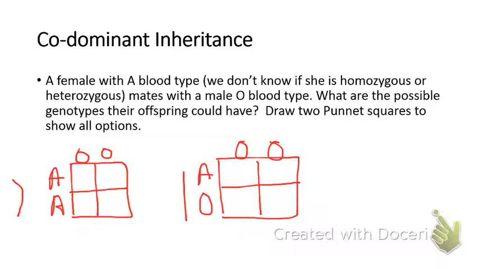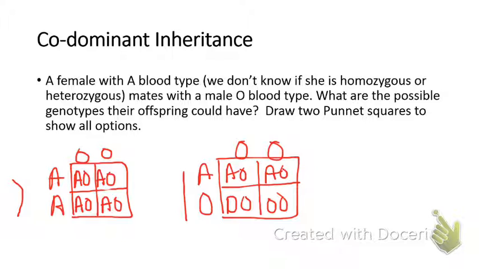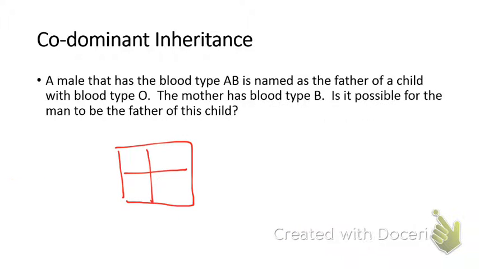And because the male is O blood type, that's his only option. And then we're going to fill in the Punnett squares. So we can see from the Punnett squares the options of what the offspring could have would be A blood type, or on the other Punnett square they could have A or O. Just depends on whether the mom is homozygous or heterozygous.